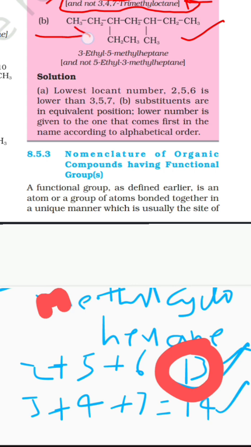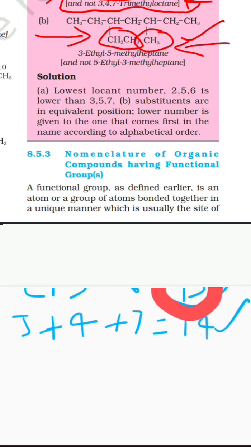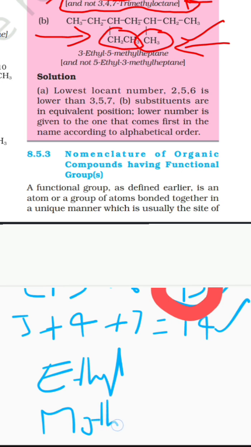If we give numbering from this side, ethyl is getting 3. If we give numbering from right to left, methyl is getting 3. So in alphabetical order, E comes first and then M comes. So ethyl should be given lower preference, methyl should be higher preference. So ethyl should get number 3 and methyl should get number 5.